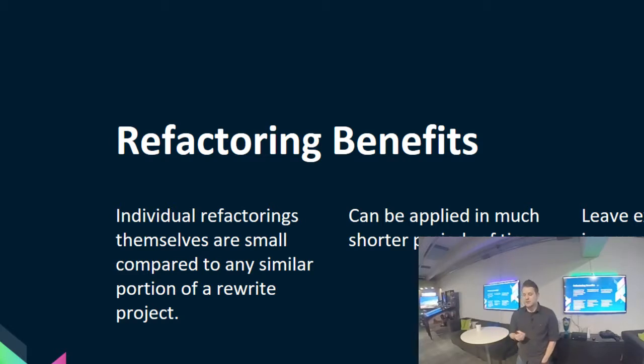So individual refactorings themselves are small compared to any similar portion of a rewrite project. You're doing small little changes over time, and so it can be applied in much shorter periods of time. If you're in agile development doing sprints, you can take a sprint, do these changes, fix it up, go from there. And at the end of each iteration, you're leaving your code in a working state, which is awesome. Your code is never broken. You're never stale. It's always working.